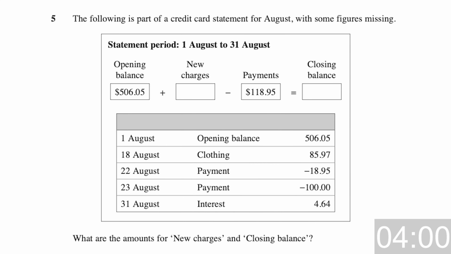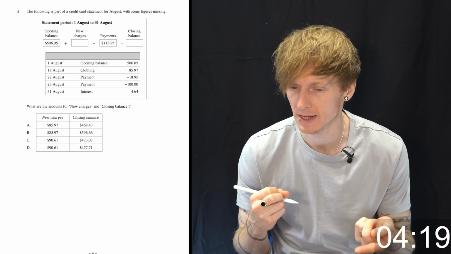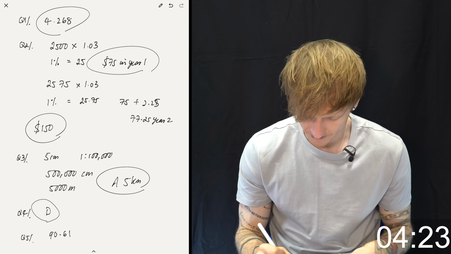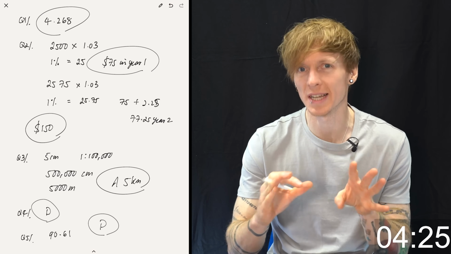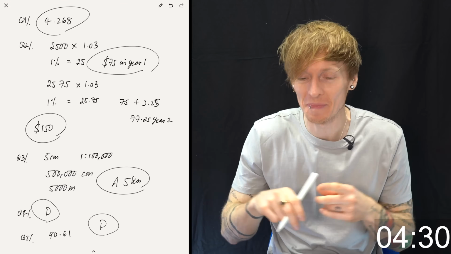Closing balance is then, so that's like 596 minus 118. 596 minus the 118 it's got to be 477. Yes, 477.71. Because it's basically minus 119. Yes. I think it's got to be D. Just from like a process of elimination. Again, I should use a calculator, but I don't have one.